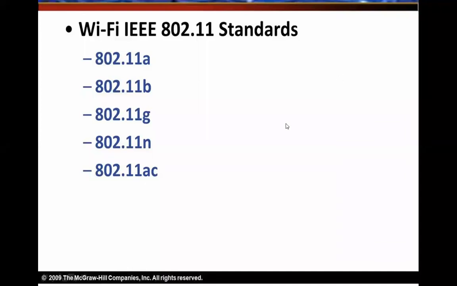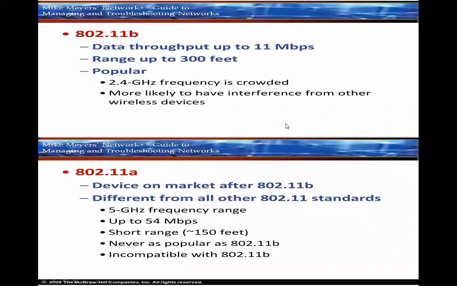What is the speed of each? We'll see one by one. For the first standard, how much data can we forward and receive? That is 11 Mbps. At what distance? Up to 300 feet only. The distance of this 802.11b is up to 300 feet, not more than 300 feet.